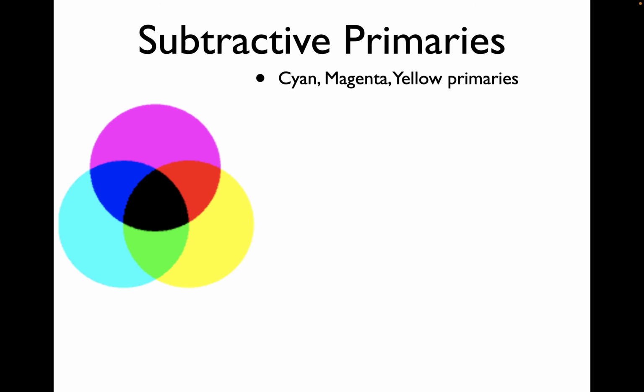So cyan, magenta, and yellow are primaries. The red, green, and blue are the secondaries. So again, in this situation, if we take magenta ink and mix it with yellow ink, we get red. If we take magenta ink and mix it with cyan ink, we get blue. And if we take cyan and mix it with yellow, we get green. If we mix all three together, in theory, we should get black, but we don't.